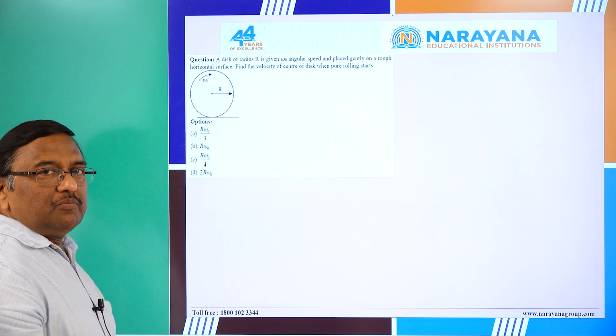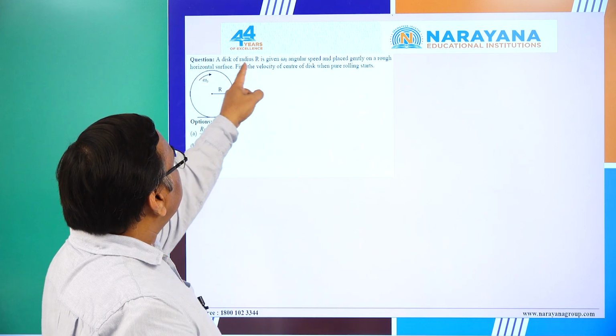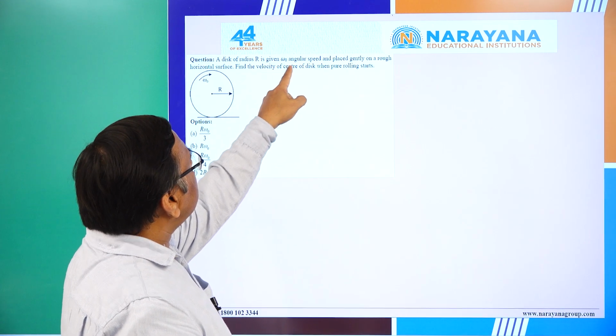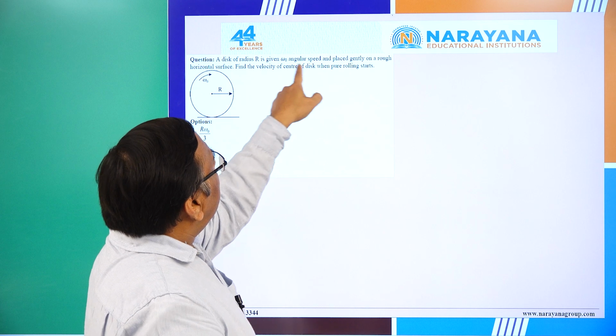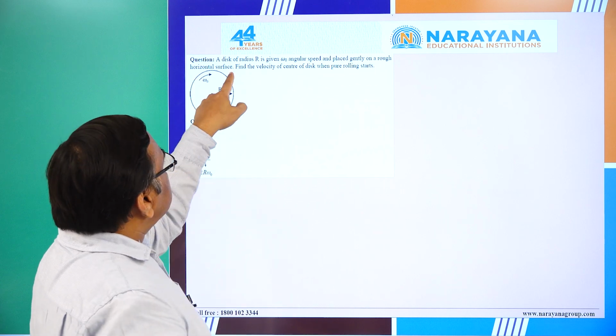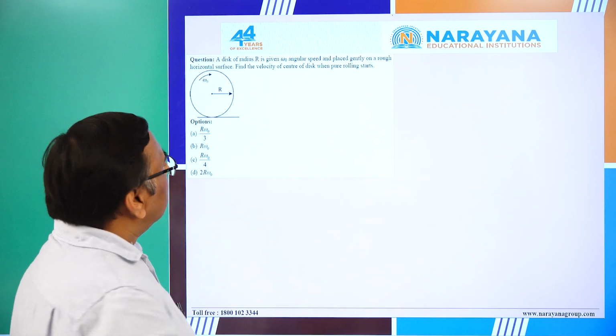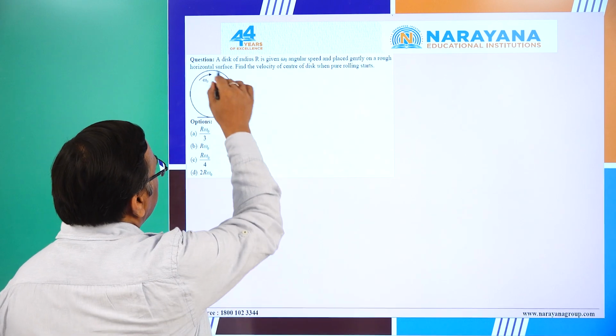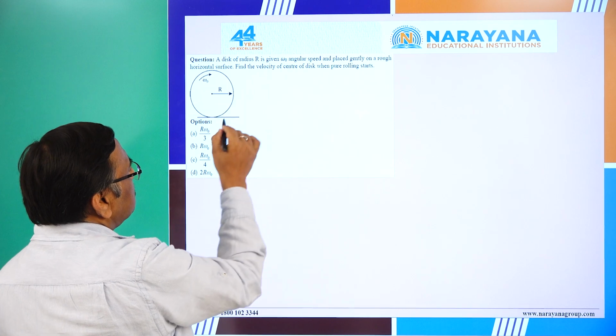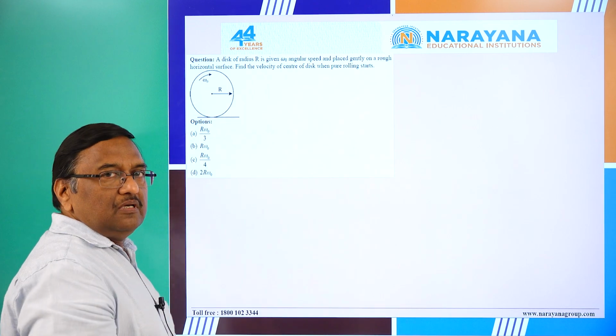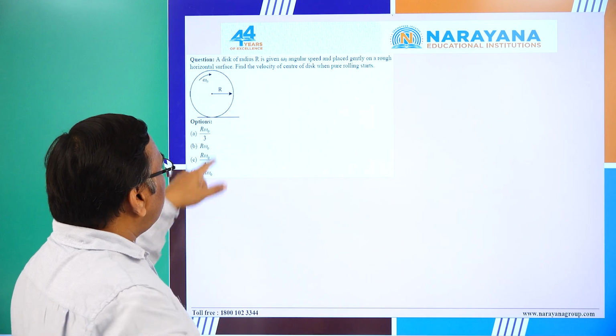This question is again from the rotational mechanics. A disk of radius r is given angular velocity omega naught, angular speed, and placed gently on the rough horizontal surface. Find the velocity of the center of disk when pure rolling starts. See, here if the body is rotating in the beginning, when the body is kept on the surface, the external force acting on the body is a normal reaction.